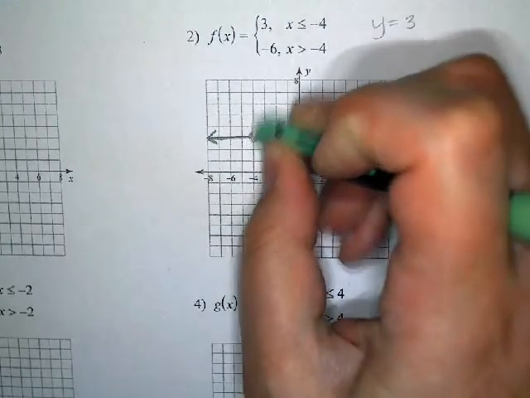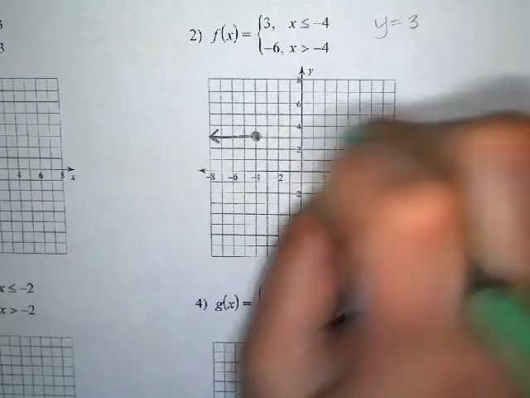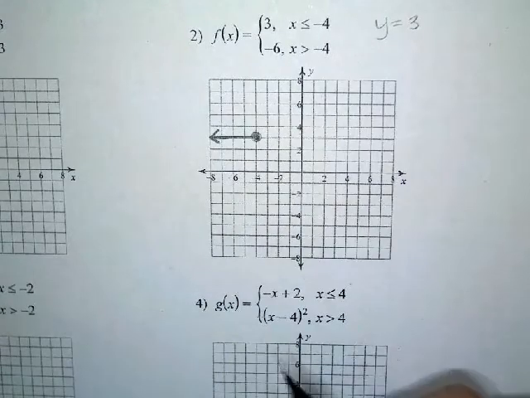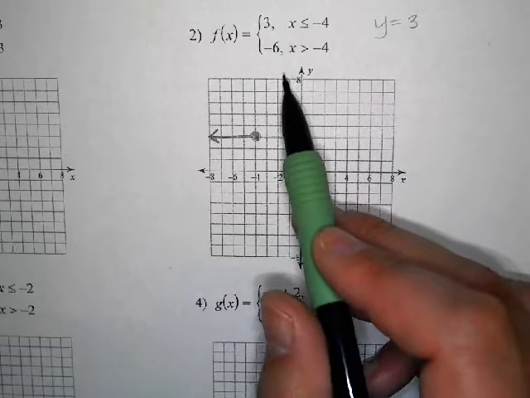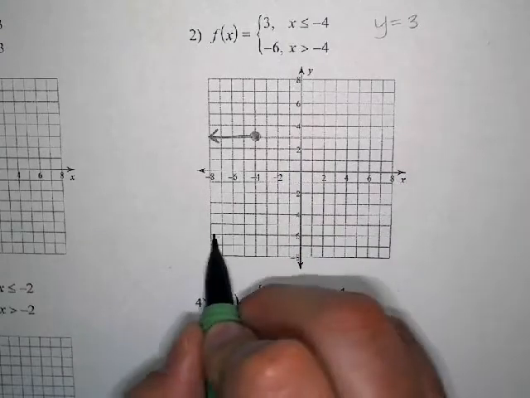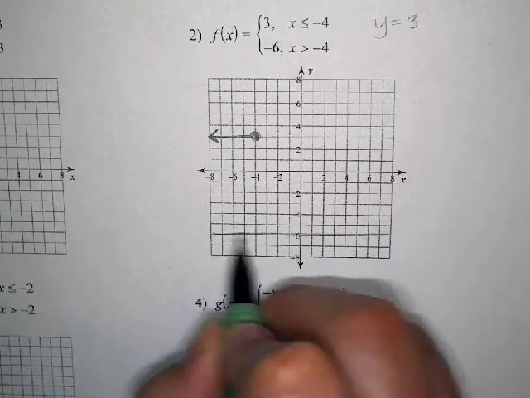And then now I have to graph -6. So I'm going to graph a horizontal line right here. And again, I'm going to put a circle at -4.